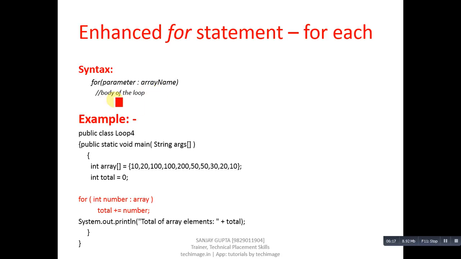So here is the example for this loop. I have declared an array which is having these elements, then total variable. Now for loop contains int number variable. So this number variable will receive elements from this array, and that number will be added into total. So you can see that while accessing array, we can use for each loop.